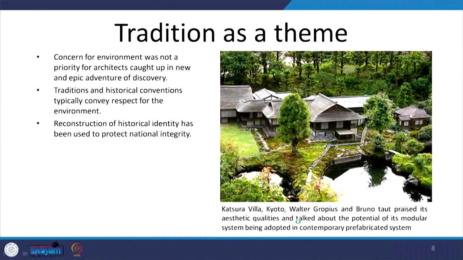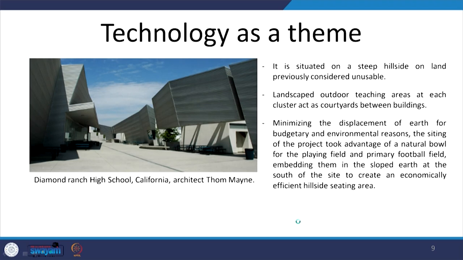One essential thing which traditional systems had invariably was their sensitivity towards environment. Across the world, traditional systems of architecture have respected environment and they have responded to the local context and the environment, which is what can very conveniently be understood and the solutions may be adopted in the modern times for solving the contemporary problems. The next is technology as a theme.